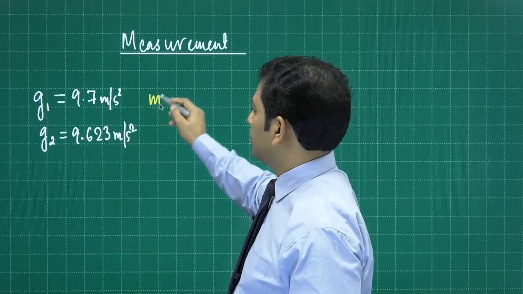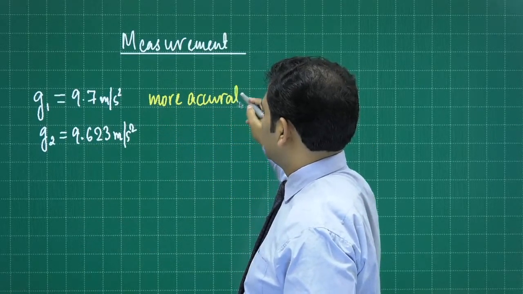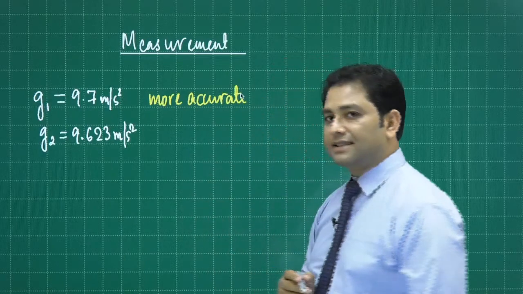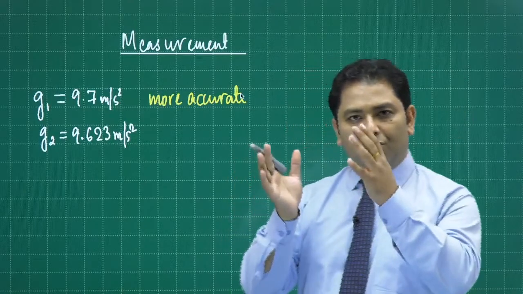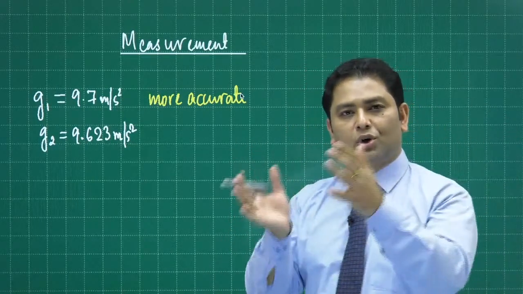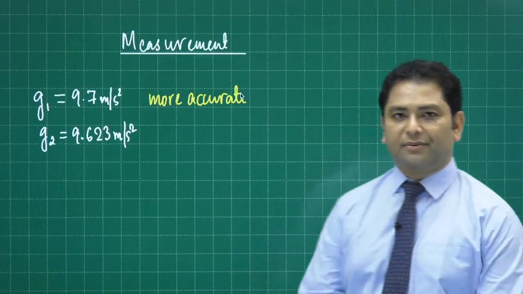So this value is closer to 9.8. Here you would see that it is more accurate. So that's not a problem deciding. How do you decide which is more accurate? The more proximity, more closeness to the original value, that is more accurate.